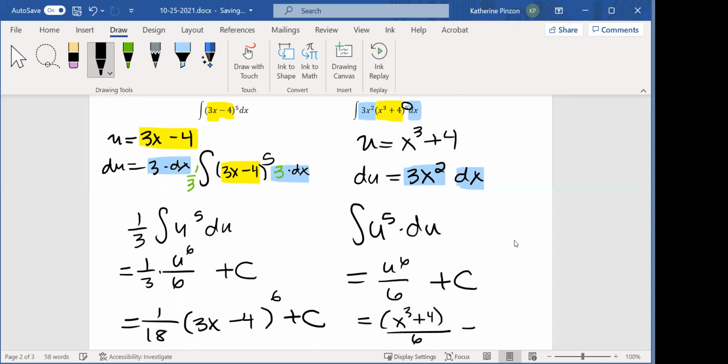Might have said this, but we don't put 3x squared in front because it cancels out. We don't need the 3x squared in front because this guy already had the 3x squared. Yeah, it cancels out with the du. It smushes together with the du. Should it be a 6 to the power of 6? Yeah.